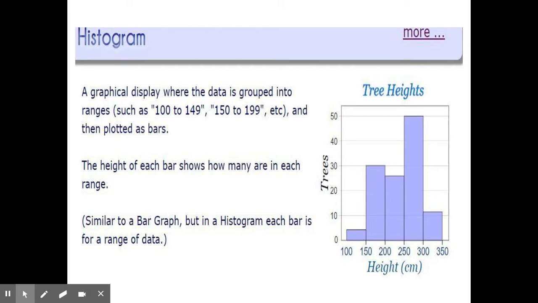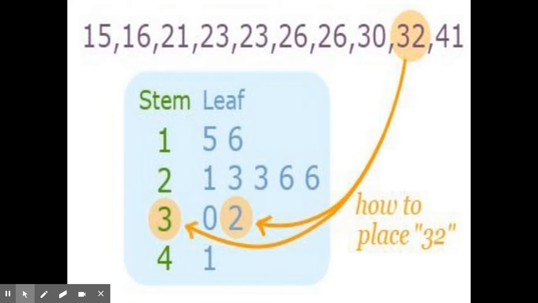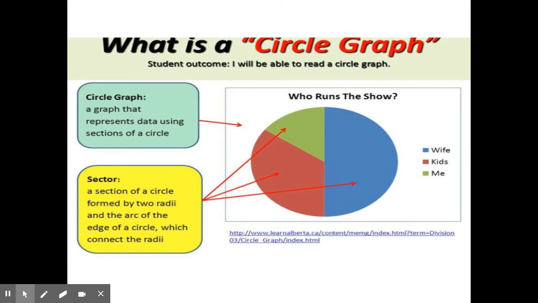A stem would be for a tens place. And then the 2 would be its leaf for the ones place. So this helps you understand a stem and leaf plot and how the data is organized.